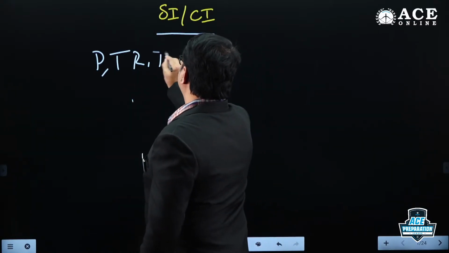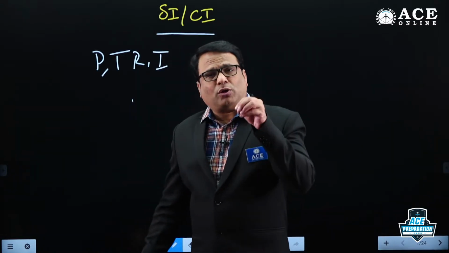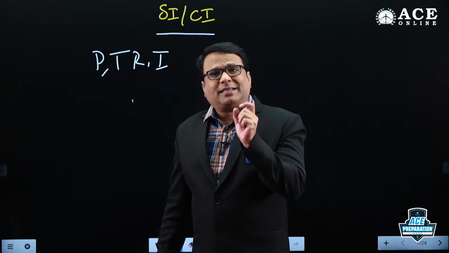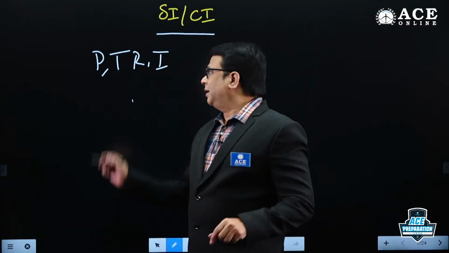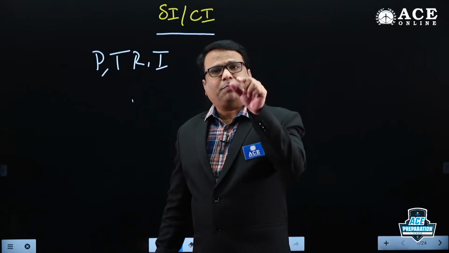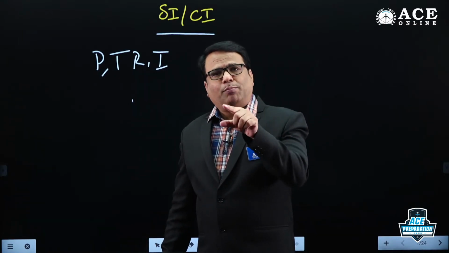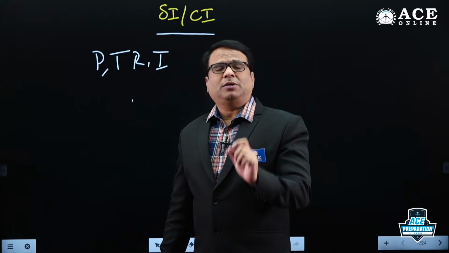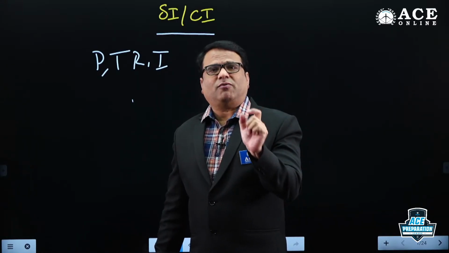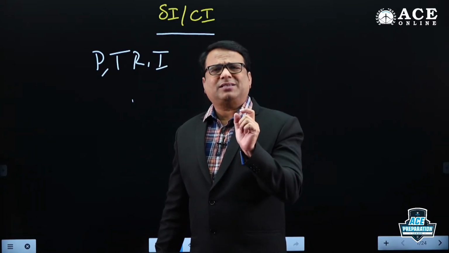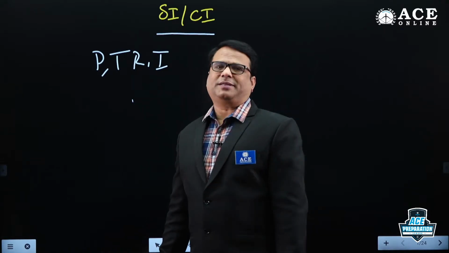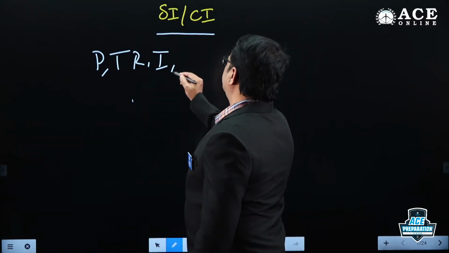Then I is also interest, but interest means it is expressed in rupees. Rate of interest is expressed in percentage. So R and I both represent interest, but R is expressed in terms of percentage and I is interest expressed in terms of rupees. Then amount.